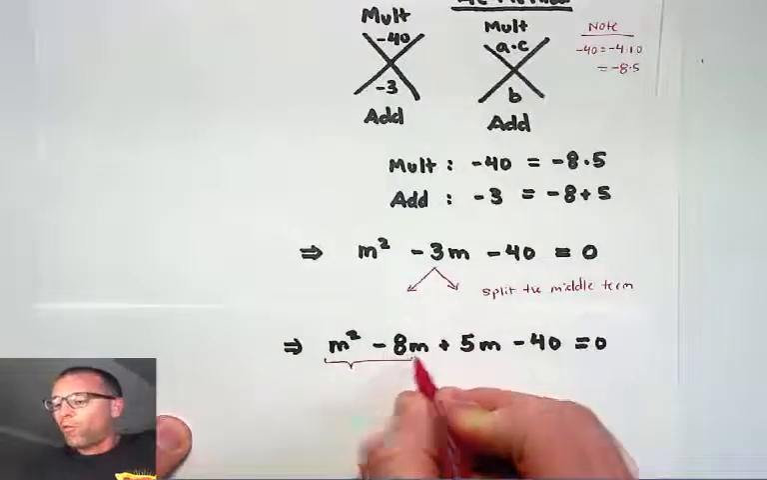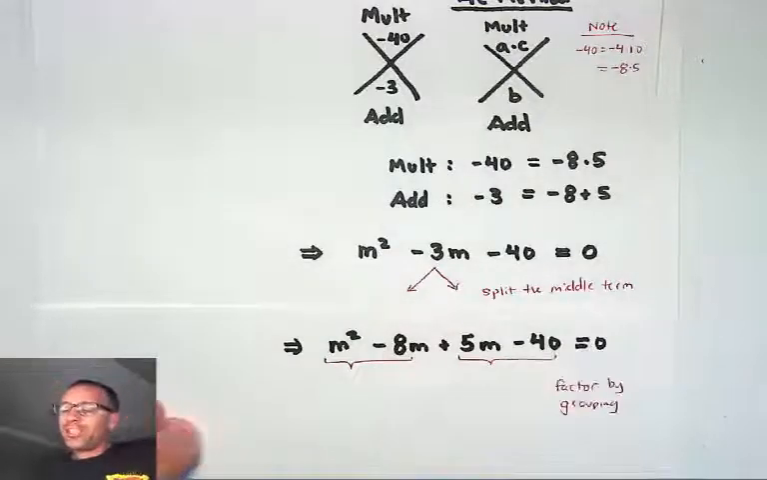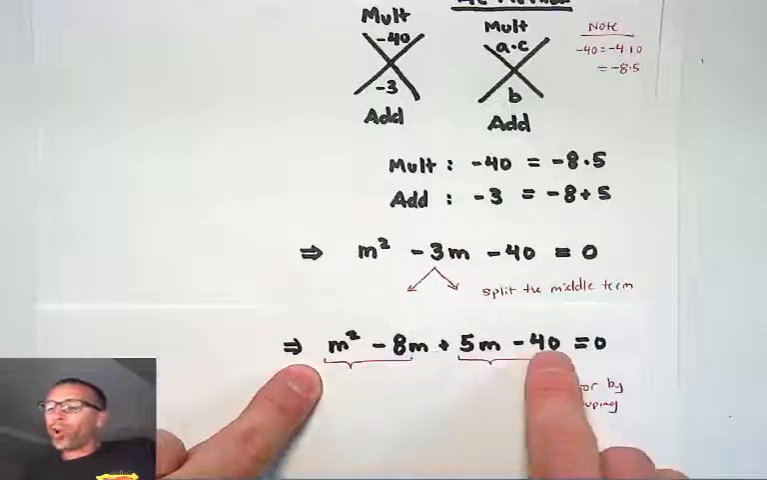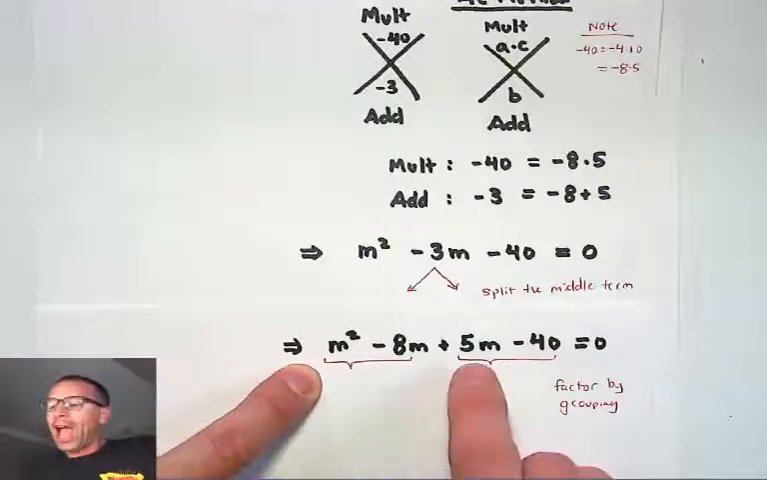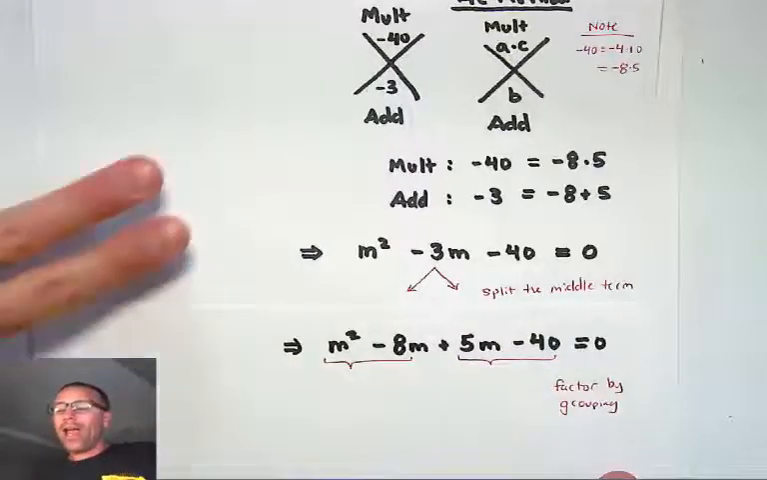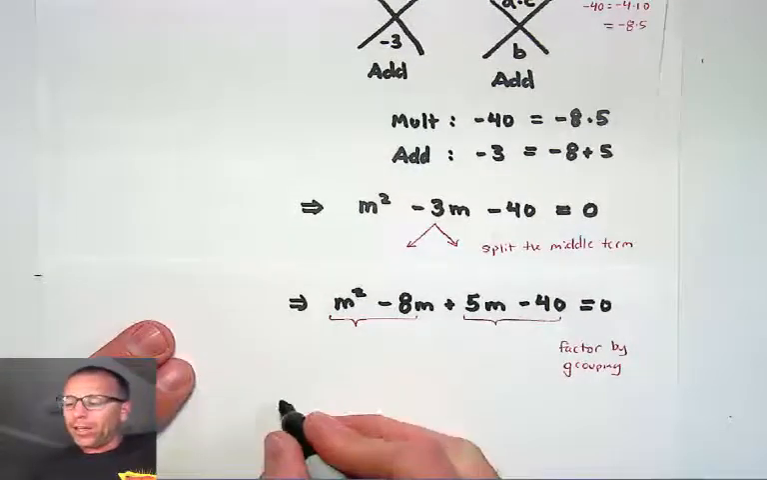Now that we've used the AC method to split the middle term, the next thing we're going to do is something called factor by grouping. In particular, once we have this four-term statement right here, we're going to group the first two terms together and group the second two terms together and see if we can factor each separately.